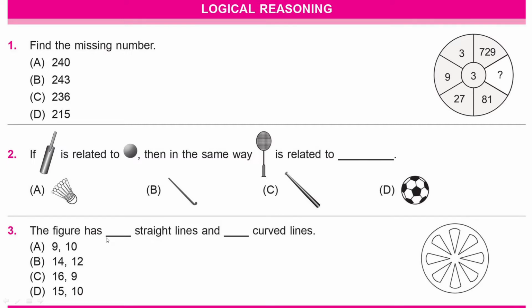The figure has __ straight lines and __ curved lines. The figure is given here and you need to identify how many straight lines and how many curved lines there are. So firstly start with the straight lines: 1 and 2, 3 and 4, 5 and 6, 7 and 8, 9, 10, 11, 12, 13, 14, 15, 16. So the total number of straight lines is 16, and as you can see option C consists of 16 straight lines. So the correct option will be option C, 16 straight lines and 9 curved lines.